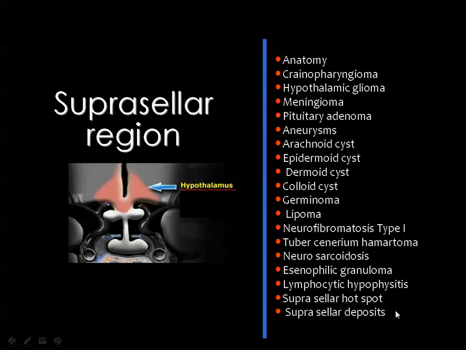As you can see, there are a lot of anatomic and pathologic lesions that can be seen in the suprasellar area, and we will try to discuss all these anatomic details and also the different pathologic entities, and how you can reach the differential diagnosis between all these lesions.